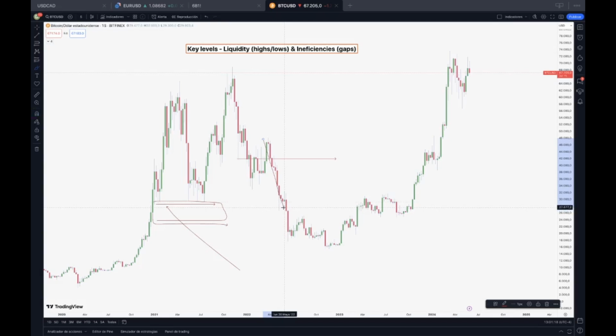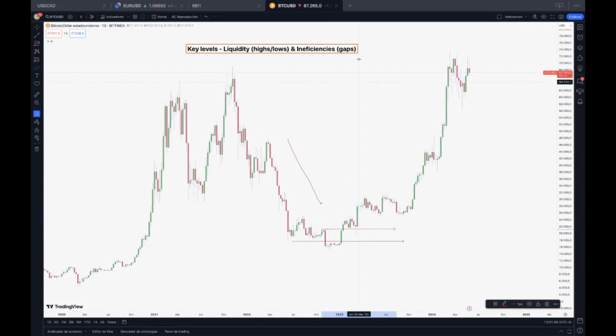It also works in the opposite direction. After that, we were going on a downtrend, a bearish trend. We had lower low, lower high, lower low, lower high, lower low. Once again, we captured liquidity right there. And then we changed the structure, because we had a higher high and we failed to make another lower low.